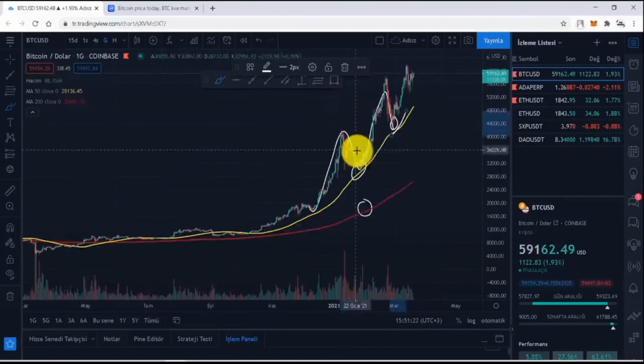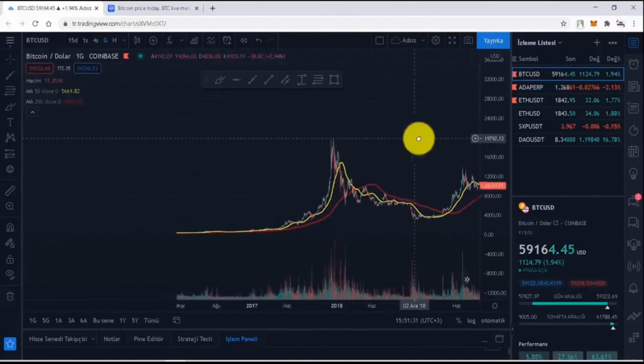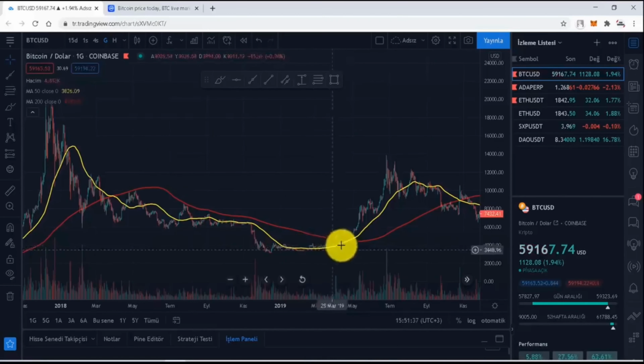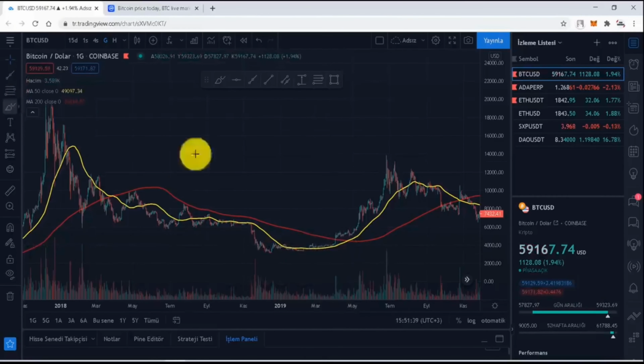Now I will talk to you about the golden cross. As you can see here, when the yellow line on Bitcoin's chart crosses the red line from below, a golden cross occurs. So it's a golden cross. It crosses from below, as you can see.